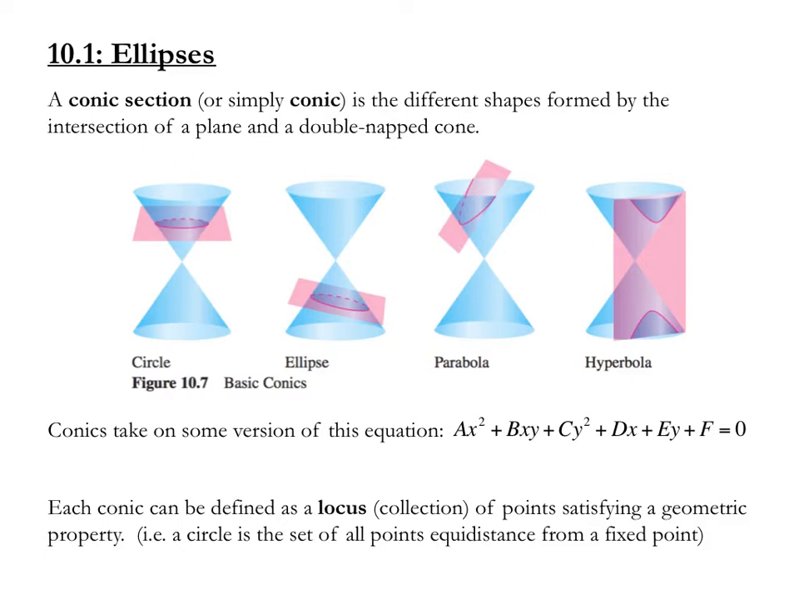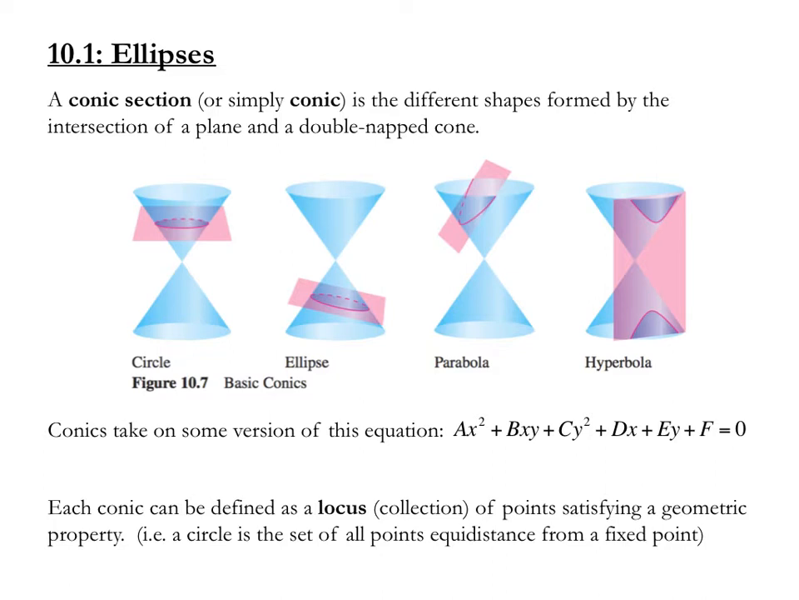We are starting our last chapter today. It is on what are called conic sections. So just a quick definition of what that means. A conic section is the different shapes that you can get by intersecting a double-naped cone, which is just two cones attached at their vertices.